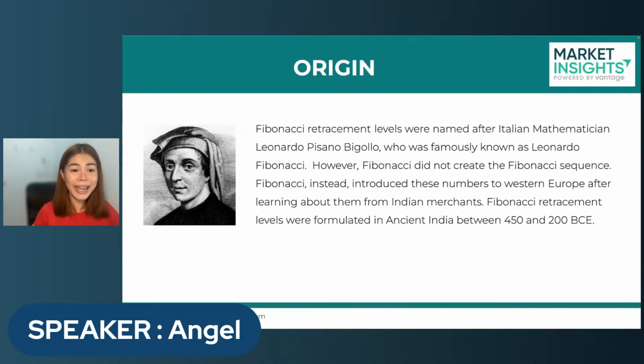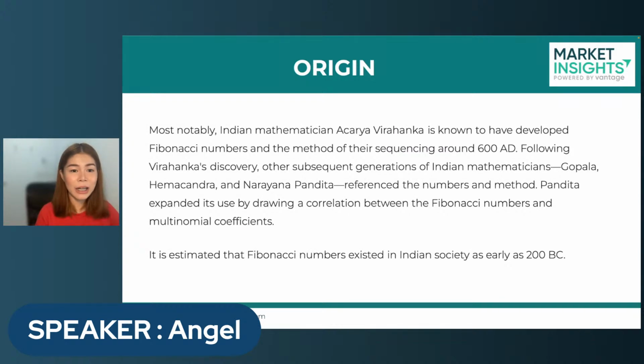All right. So again, these numbers or this sequence is not originally from Fibonacci himself. He learned it from India. Most notably, Indian mathematician Acharya Virahanka is known to have developed Fibonacci numbers and the method of their sequencing around 600 AD. Following Virahanka's discovery, subsequent generations of Indian mathematicians referenced the numbers and method. So this is a very old, 200 BC. That is actually 200 years before Christ was even born. That's how old this is.